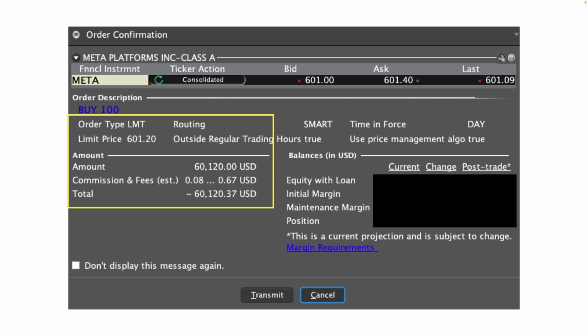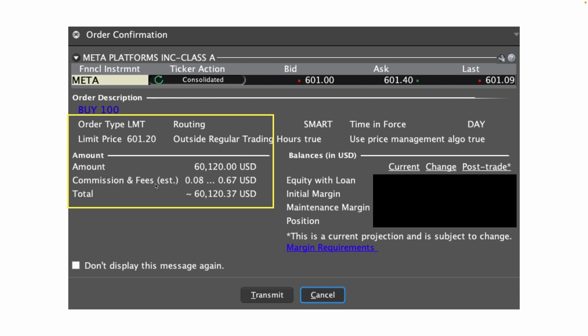Once we do that, this order confirmation window will pop up in the software, showing the order details. In this particular example, we are putting $601.20 as the limit price, and we are going to buy 100 shares. Make sure to check that this information is correct. The amount that we're going to pay is $60,120 in total. So this is correct.